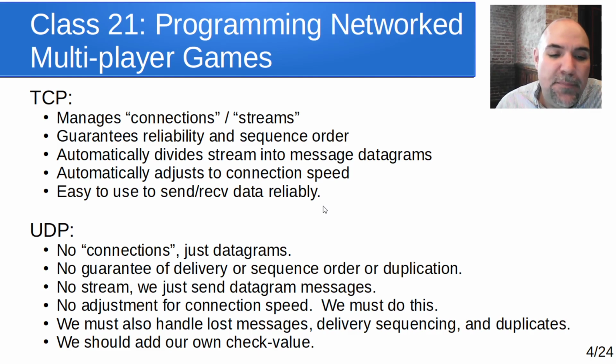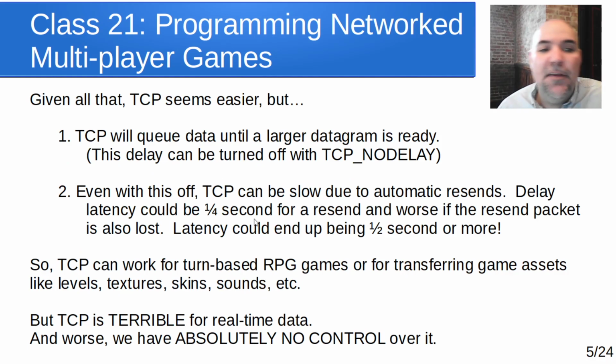Now, another thing about datagrams, with UDP, there's no adjustment for connection speed, so we have to make sure that we're keeping up with the stream of data and build in our own way of saying slow down or hold on if we need to do that. We also have to handle any lost messages, any things that are delivered out of order, anything that's duplicated. We have to do that ourselves. And we should really add our own check value to the data that's being transmitted, since it's not necessarily guaranteeing reliability like TCP is.